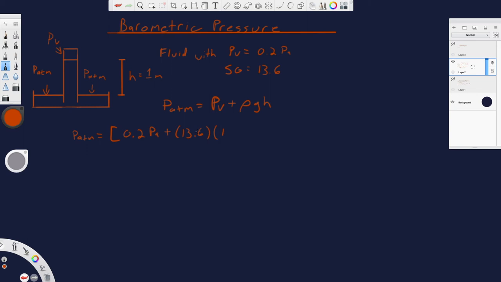A specific gravity of 13.6 means it's 13.6 times more dense than water is. So we multiply that by the density of water, which of course is 1,000 kilograms per cubic meter, at least one way of representing it, times acceleration due to gravity, 9.81 meters per second squared. And then we have our height of 1 meter. And that is actually in pascals.